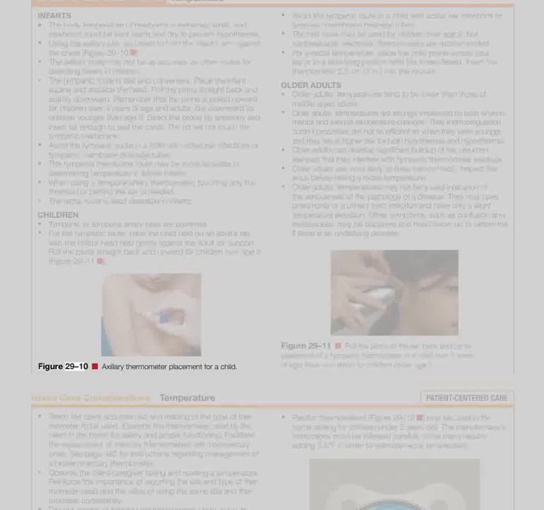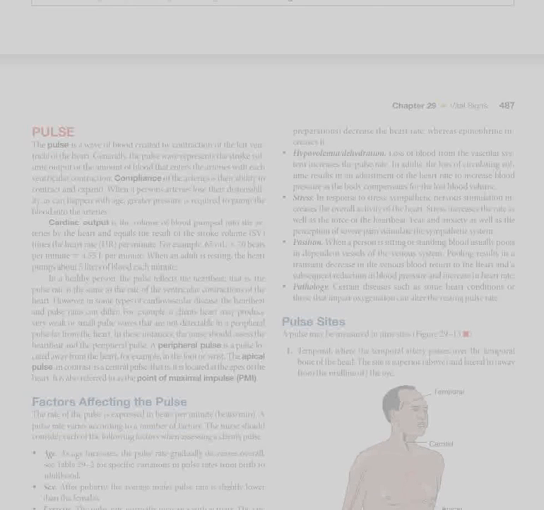Figure 29-10: axillary thermometer placement for a child. Figure 29-11: pull the pinna of the ear back and up for placement of a tympanic thermometer in a child over 3 years of age, back and down for children under age 3. Figure 29-12: a pacifier thermometer.